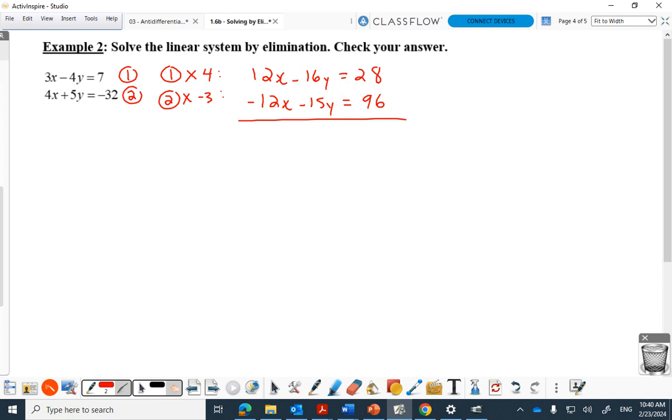The rest of the steps, at this point, you're like, your brain shuts down. You're like, I did my homework. I know what to do now. Add the 2 equations. 12x, negative 12x, he lined them up nicely. The x's are gone. Negative 16 plus negative 15, because I'm not subtracting. I can do that with mental math pretty well. Negative 16 and negative 15 is negative 31.